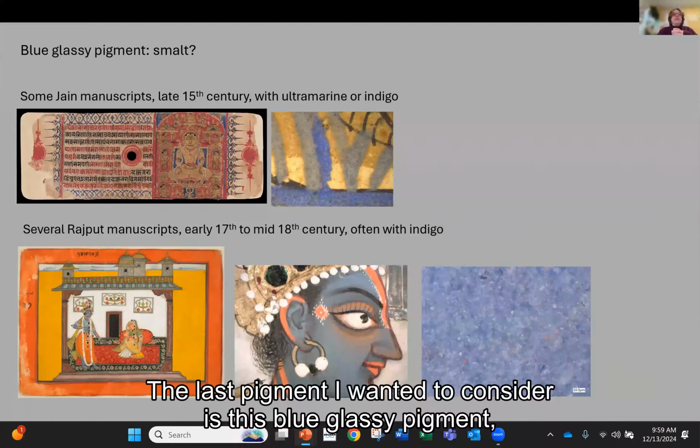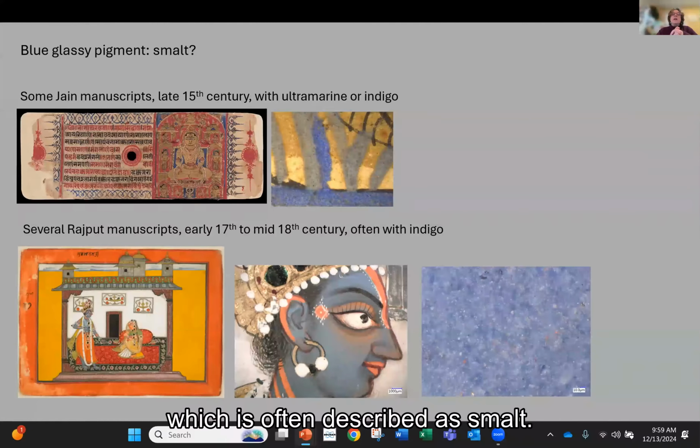The last pigment I wanted to consider is this blue glassy pigment, which is often described as smalt. It's a glass that is coloured with cobalt, and it's extremely easy to detect the cobalt with X-ray fluorescence. It's found in some Jain manuscripts from the late 15th century with ultramarine or indigo. And then it sort of stops being used, and it's next found in Rajput manuscripts from the early 17th to mid 18th century, again, often with indigo.